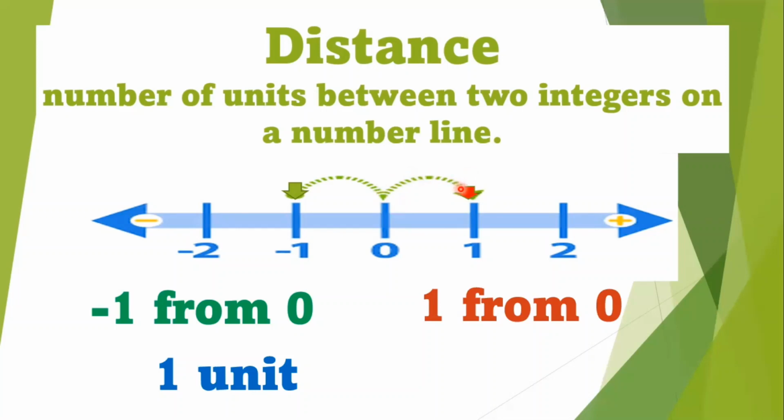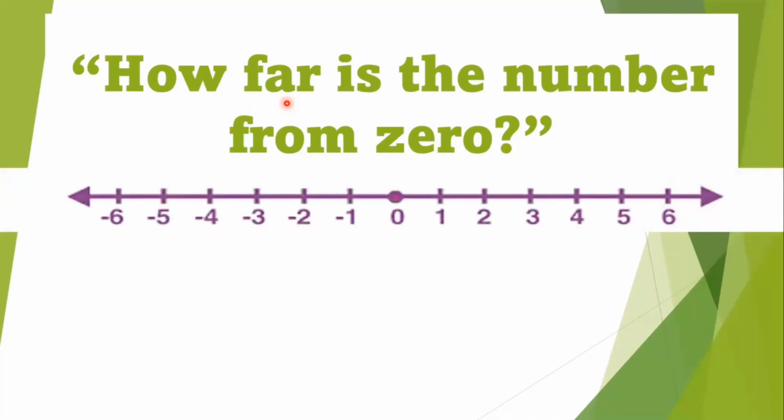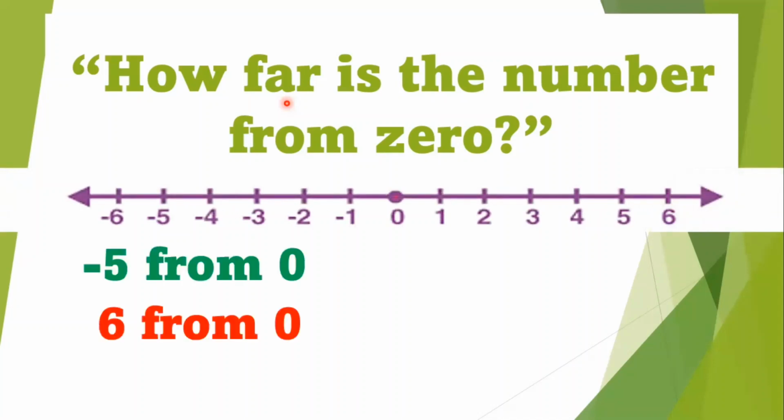Now, i-explain pa natin siya. How far is the number from 0? So, pareho lang, no? So, gaano kalayo, gaano ang distansya. This time, magkakaroon tayo ng maraming examples on gaano ba kalayo ang isang number from 0. Let us use our number line. Negative 5 from 0. We have positive 6 from 0. And negative 3 from 0.